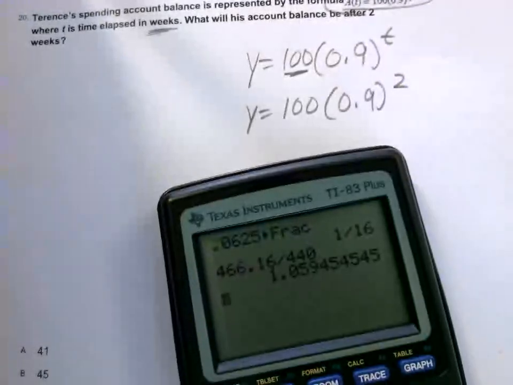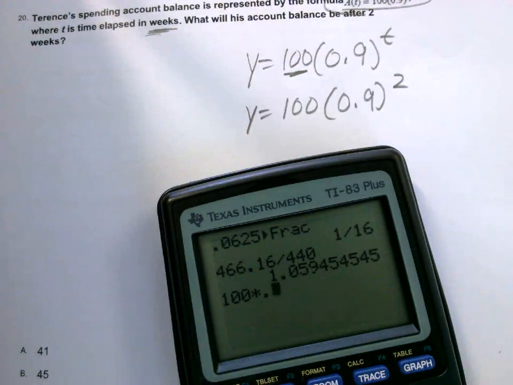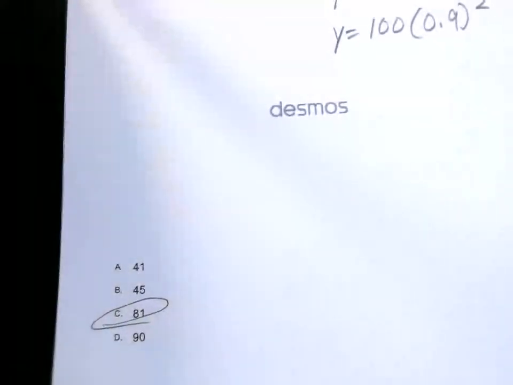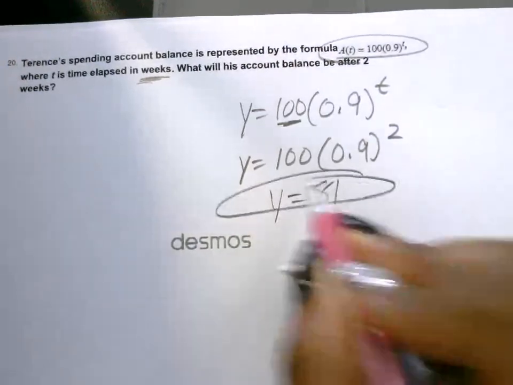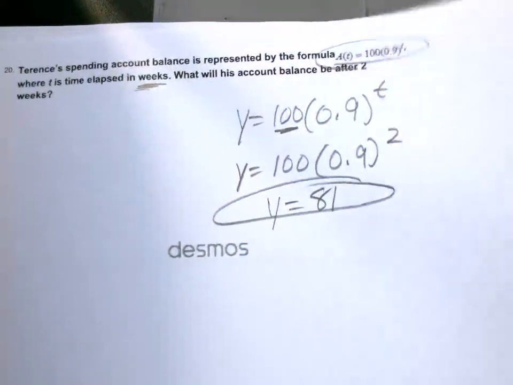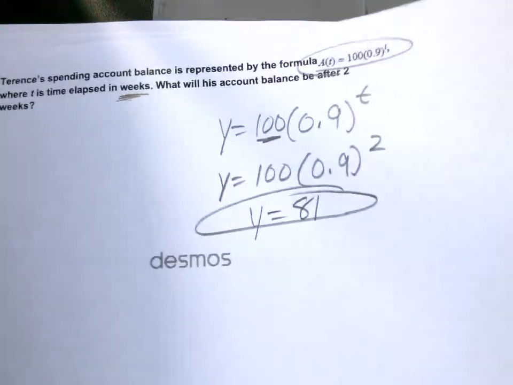So that gives you 100 times 0.9 caret key what? 2. And what is that amount? 81. Okay, this is 81. Raise your hand if you're still writing.